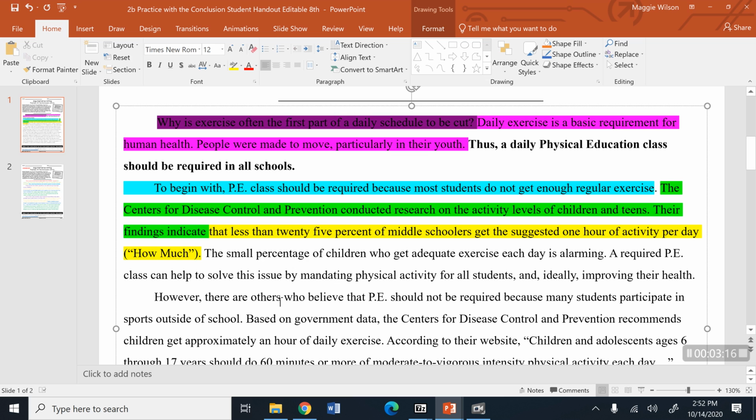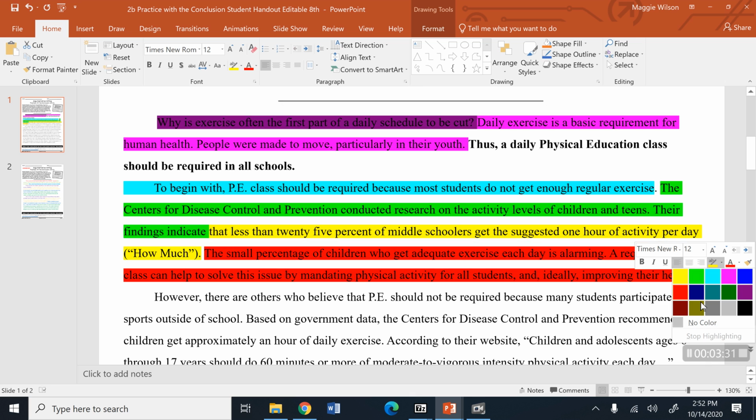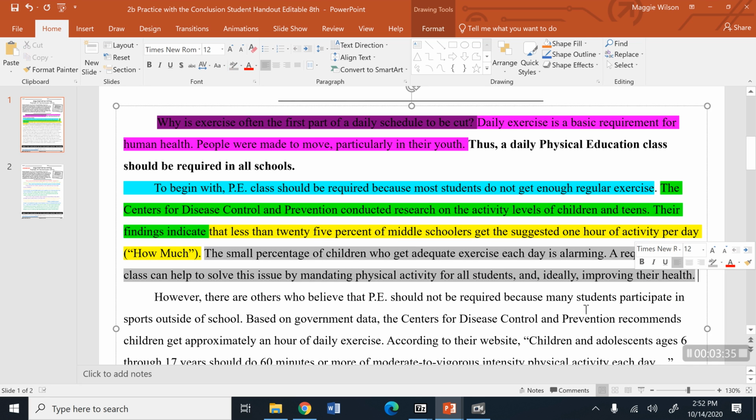And then the small percentage of children who get adequate exercise each day is alarming. A required PE class can help to solve this issue by mandating physical activity for all students and ideally improving their health. So right here, this is our justification. So I'm going to go ahead and highlight that. Now I don't have orange, so I'm going to go ahead and I'll just highlight it in gray.